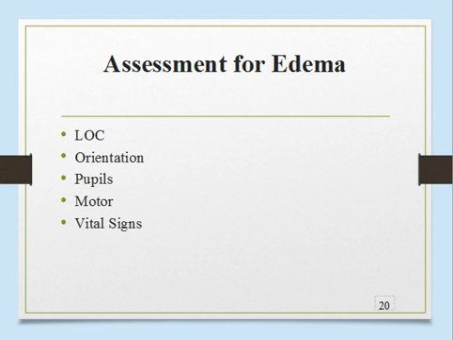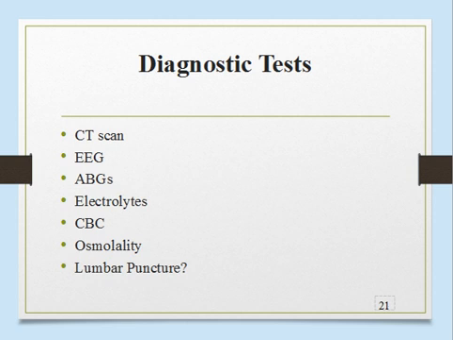Assessment for edema. Level of consciousness is the first sign, the earliest sign. Changes in pupil dilation are normally the last. So the first things you're looking for is a change in the level of consciousness, orientation, motor, or possibly vital signs. Diagnostic tests: CT scans of the brain, EEGs, ABGs, electrolytes, CBC, osmolality, and possible lumbar puncture if you're looking for meningitis or other things affecting cerebral edema in the brain.